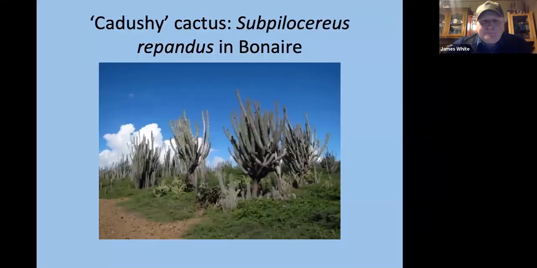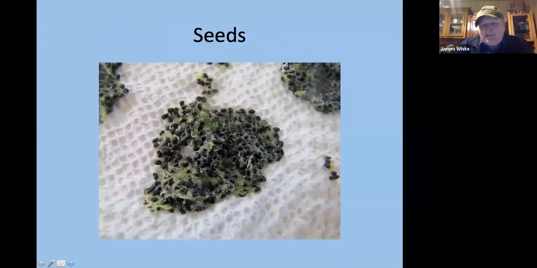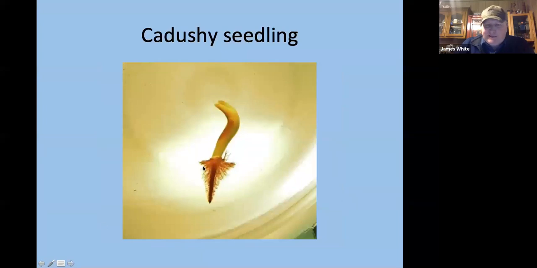This is some cacti on the desert island of Bonaire. And this is one of the good things about my work, I get to travel around to study plants in different places. So these are some desert plants. At the top of these plants, there are some fruits way up there. You get those little fruits off, you get the seeds out, and there are the cactus seeds.